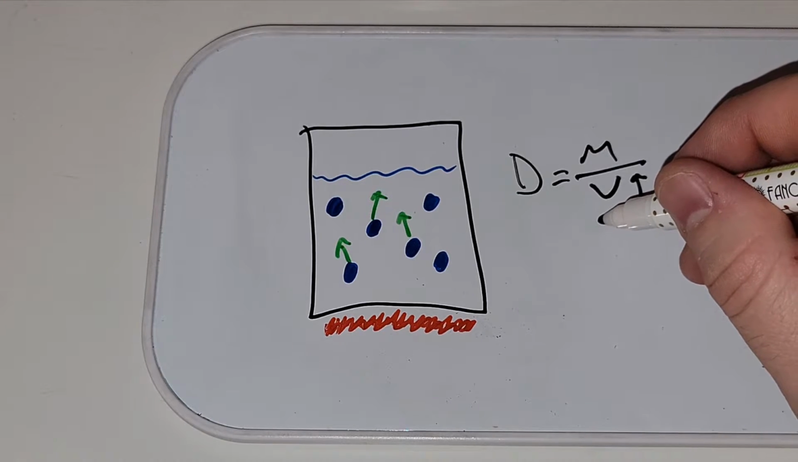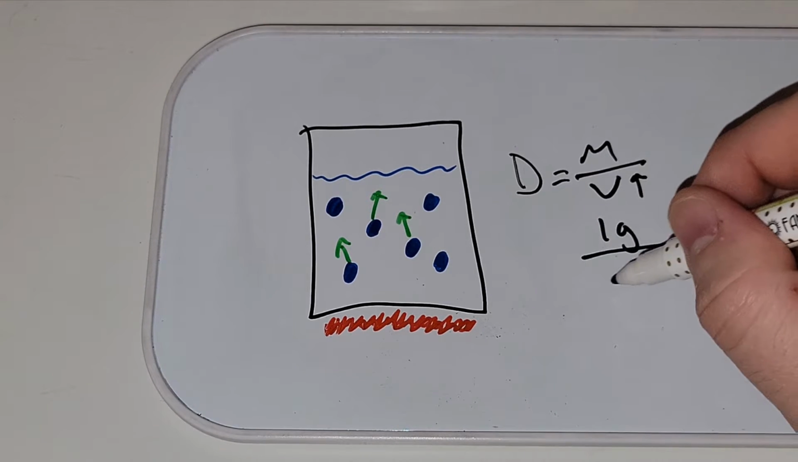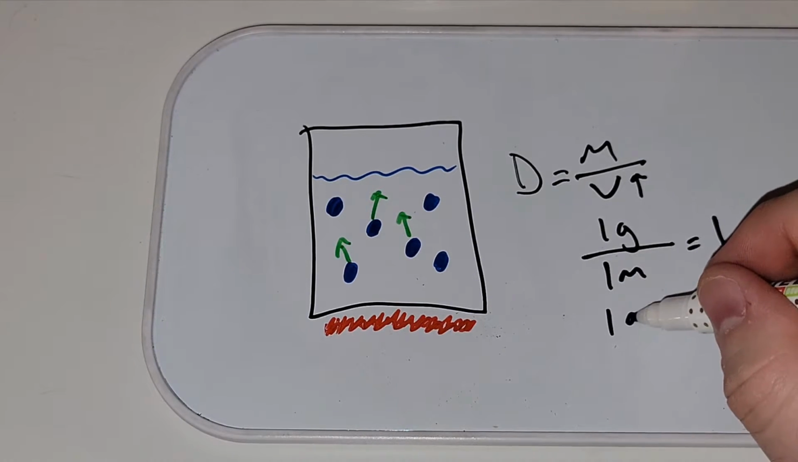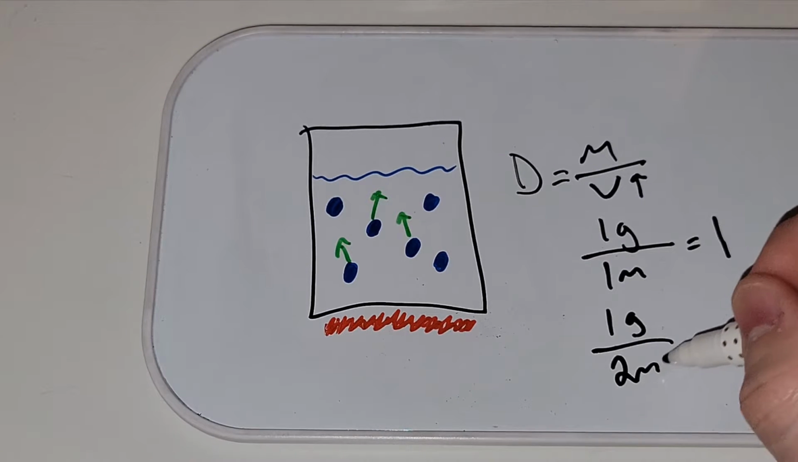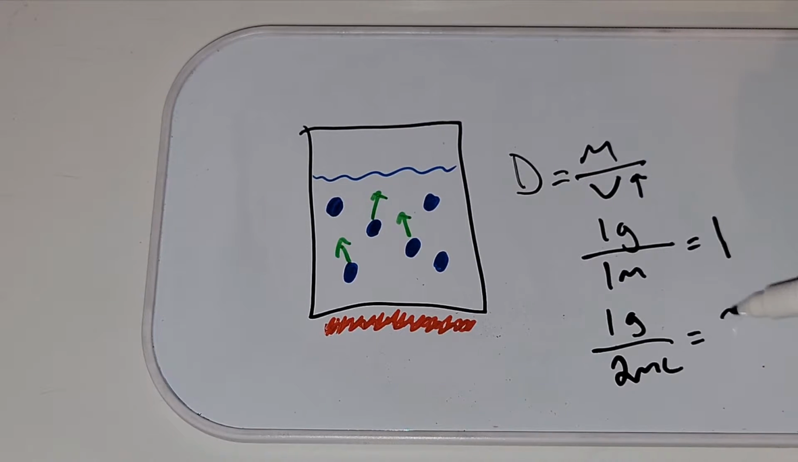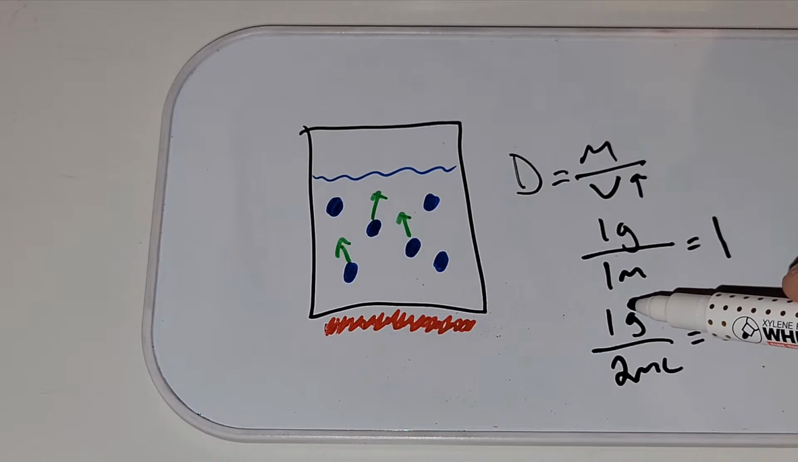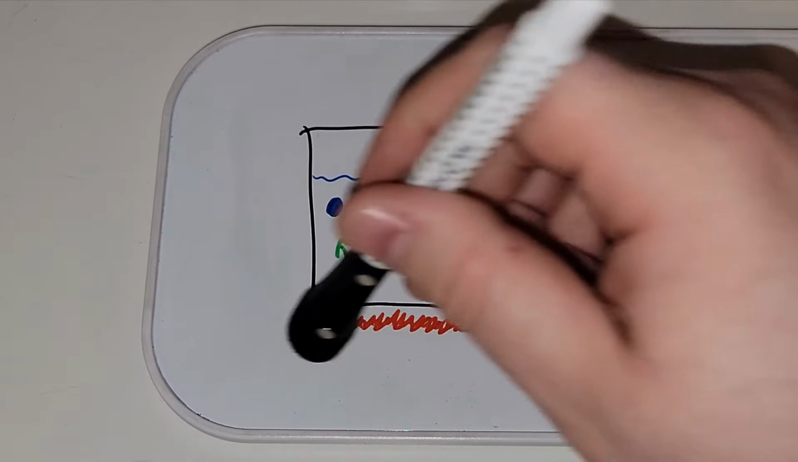Think of it this way. If I had 1 gram in 1 milliliter, I would have a density of 1. But if I had 1 gram in 2 milliliters, I would have a density of 1/2, or 1 over 2. So by increasing the volume, we're actually decreasing the density. The same thing works the opposite way.